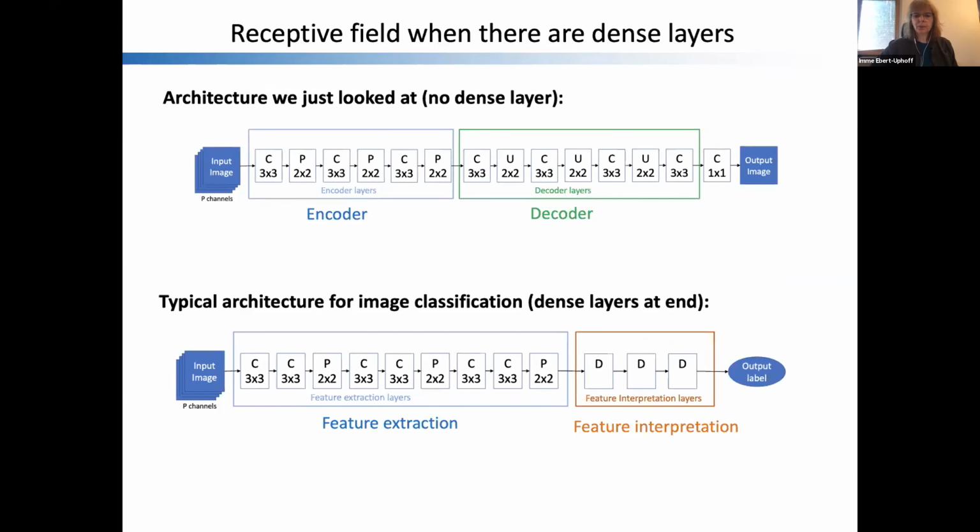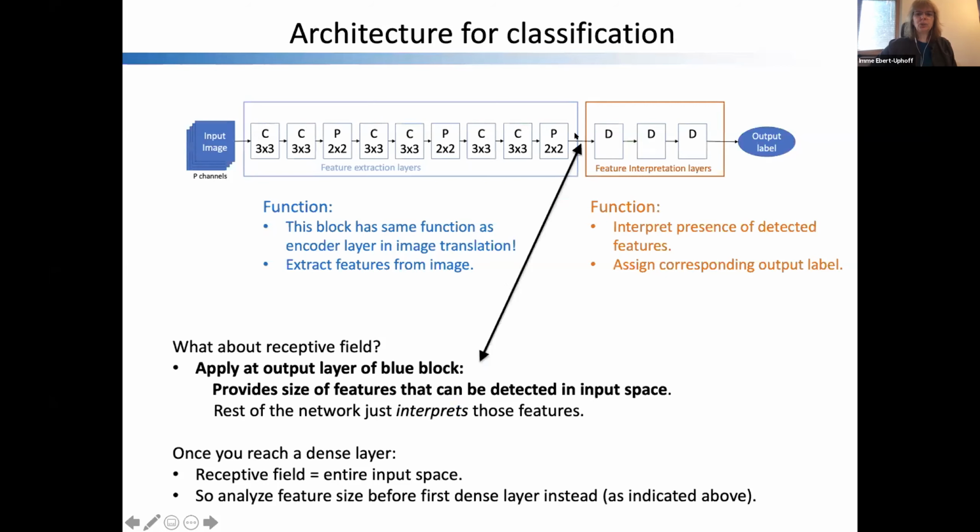Just very briefly, one of my last few slides, we just talked about a receptor field if you have no dense layers. So that's your typical image-to-image setup. If you have an image classification task, you usually have dense layers at the end to give you a single output label. So usually the feature extraction block is pretty much the same as your encoder block, but then the features that come out of here, you have to interpret with your dense layers. And so in this case, you just calculate the receptor field up to here. And this will basically tell you what were the biggest features that you extracted before you went into interpreting those features to come up with your output label, right?